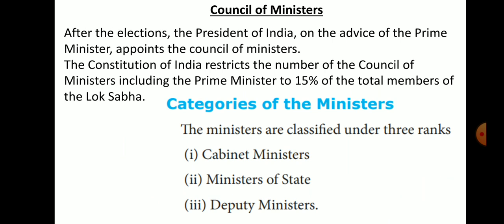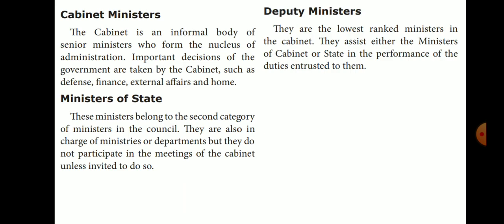Now we'll see who is the Council of Ministers. They have been appointed by the President on the advice of the Prime Minister. It's very, very important. The ministers have been divided into three ranks: Cabinet Ministers, Ministers of State, and Deputy Ministers. This is one of your short answers, that is, your second short answer. How is the Council of Ministers classified? So you have the answer over here as Cabinet Minister, Minister of State, and Deputy Minister.